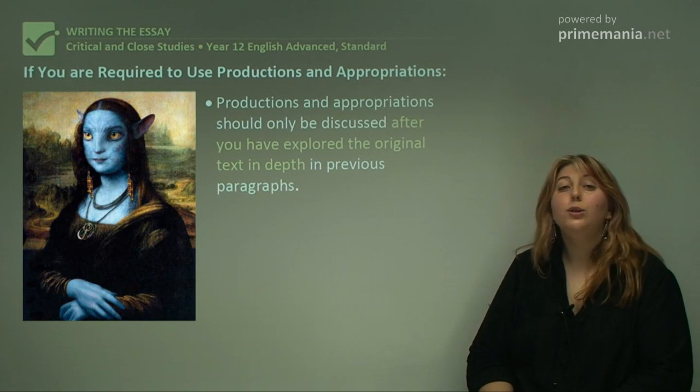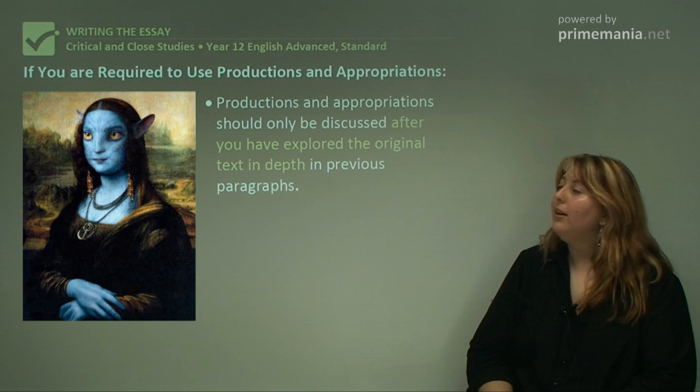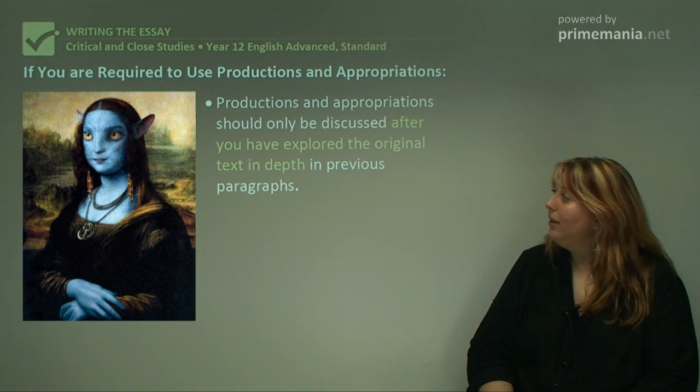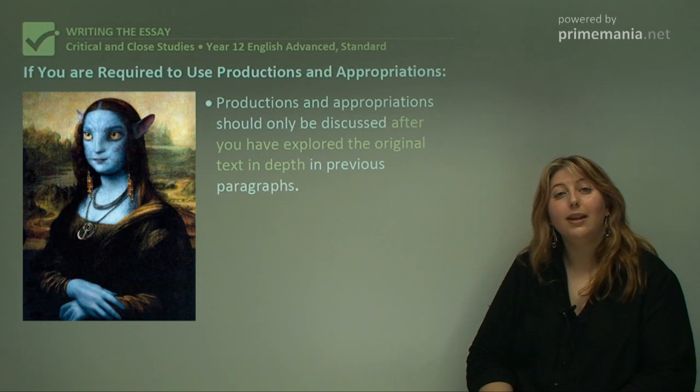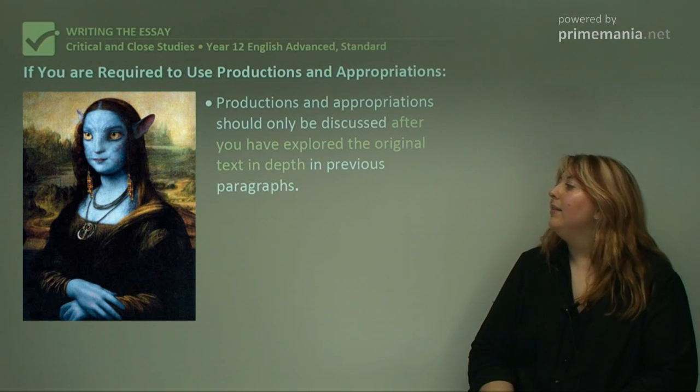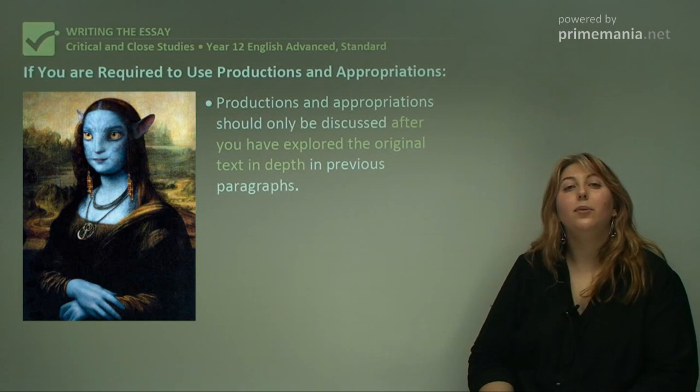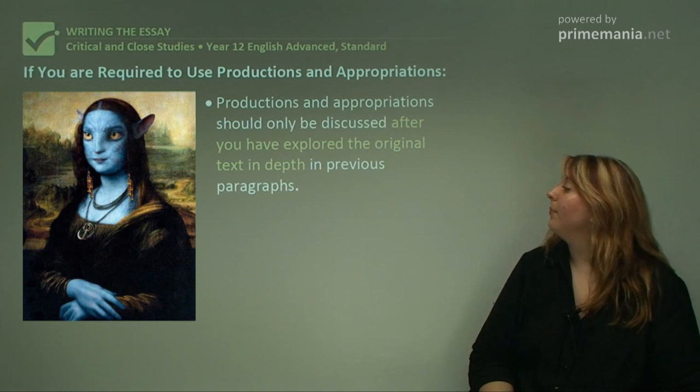If you're required to use productions and appropriations, you need to think a little bit about how you're going to put that on the page as well. They should only be discussed after you've explored the original text in depth. And so you probably want to give maybe 2 or 3 paragraphs to the original text and then bring up a new paragraph for each appropriation you want to talk about.